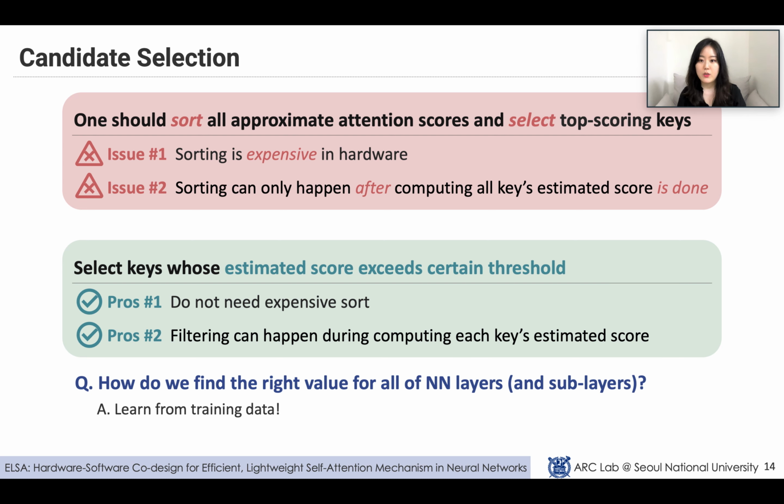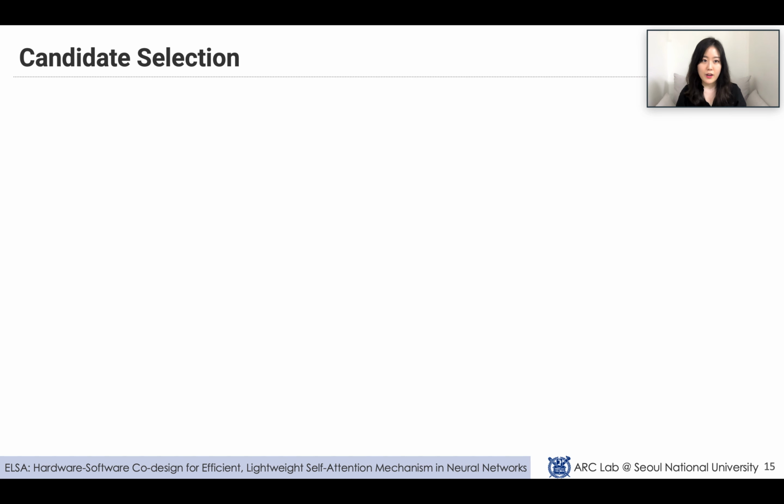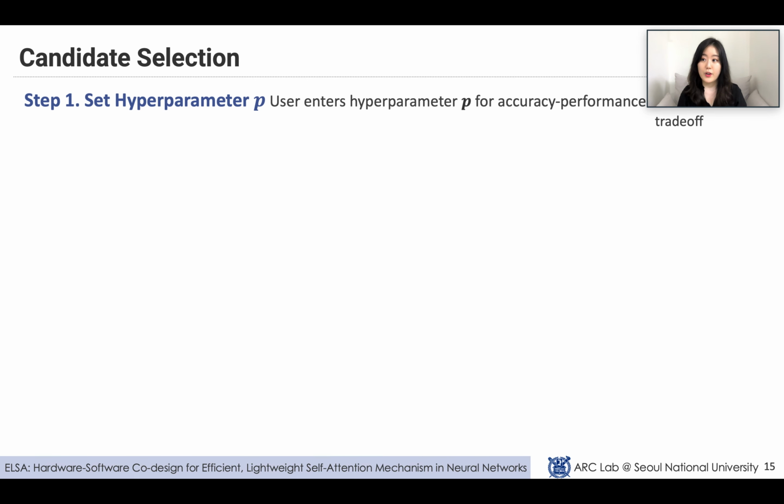How do we find the right threshold for all of the NN layers or sublayers, which easily exceed hundreds? The answer is we learn from the training data. Here, we show how Elsa trains the threshold for each sublayer in the model automatically. First, a user sets a hyperparameter P for accuracy performance trade-off.